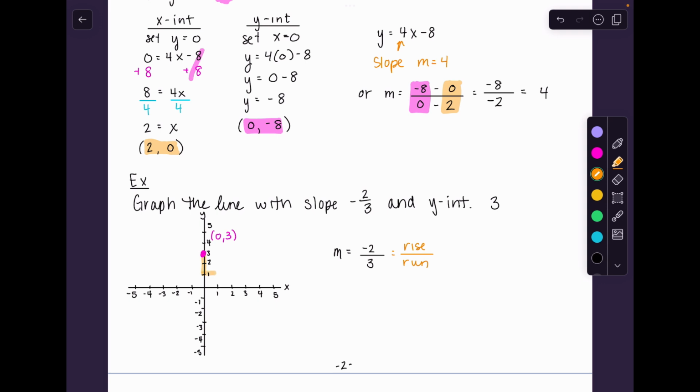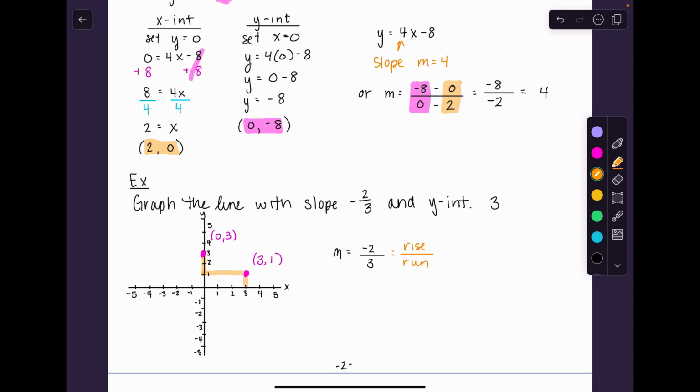And then my run is positive 3. And that gives me a second point on my line, which would have the coordinates 3, 1. Okay. And now that I have 2 points, I can go ahead and connect the dots. But you can also keep doing this. I can keep finding more.